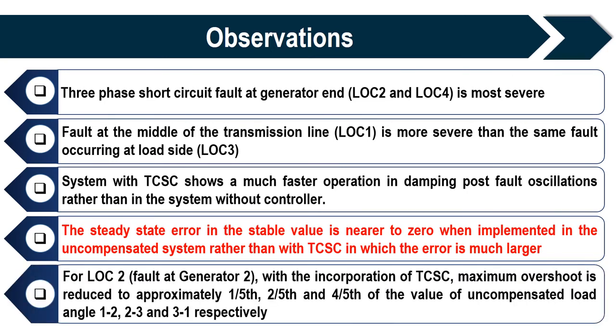And for location 2, because as I told you, the graphs which I showed you were for location 2, that is near generator number 2, with the incorporation of TCSC, the maximum overshoot is reduced to approximately 1/5, 2/5 and 4/5 of the value of uncompensated load angle 1, 2, 2, 3 and 3, 1 respectively. Now these were the results of the comparison of the various load angles at different fault locations.